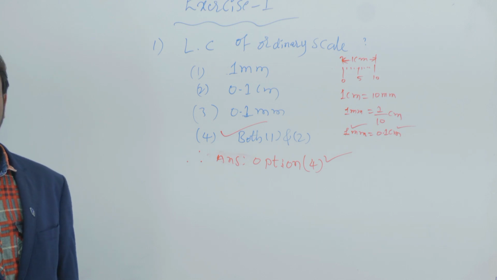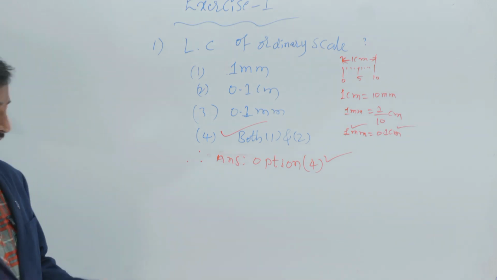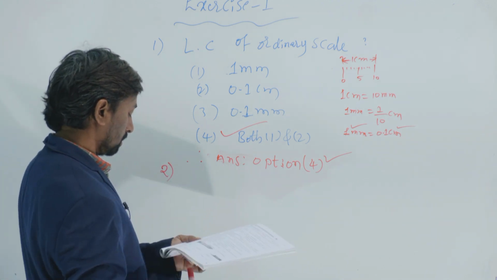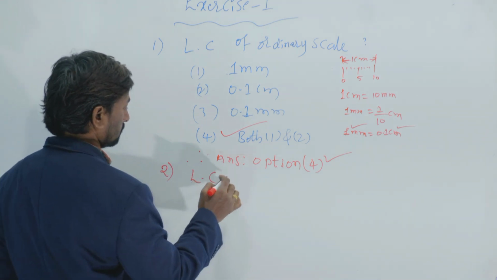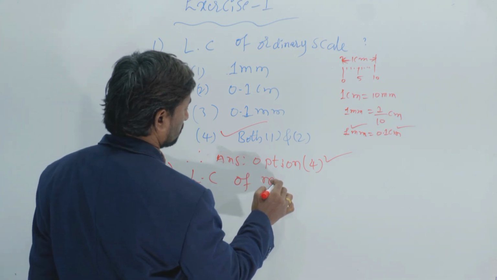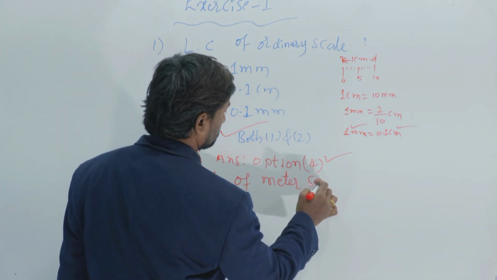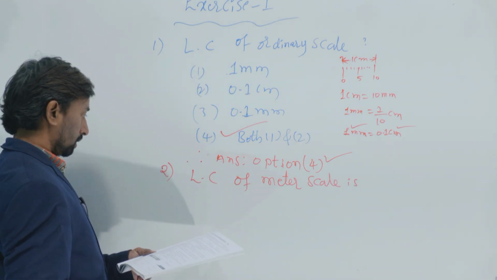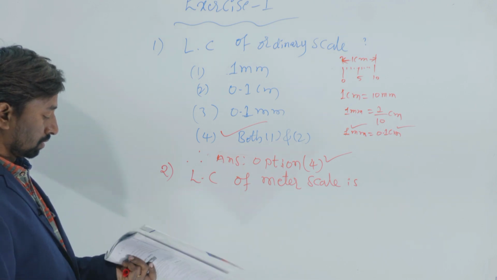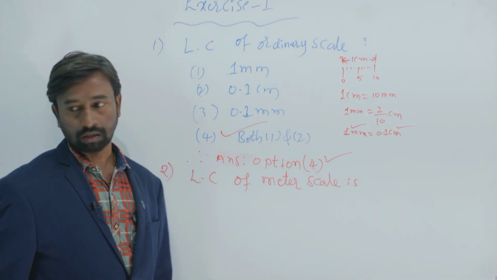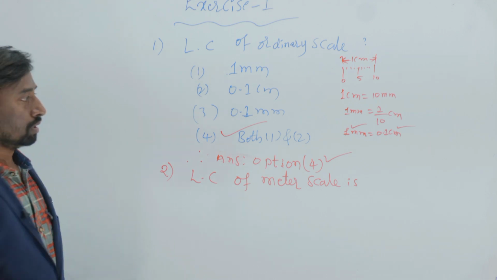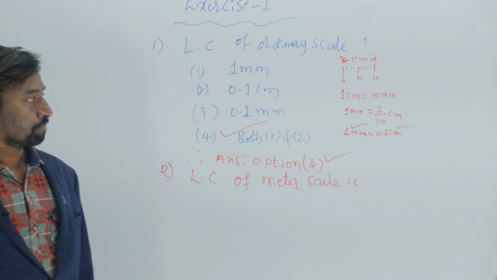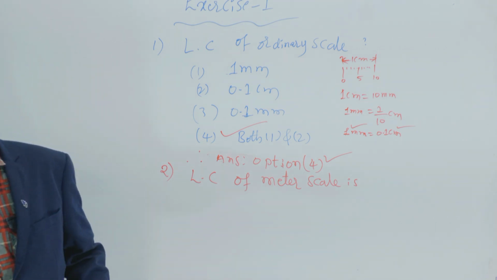Completed now? Now the second question we'll see. The least count of meter scale. In a meter scale also there are 100 centimeters, so we get the same value there. In the meter scale we have the same values.